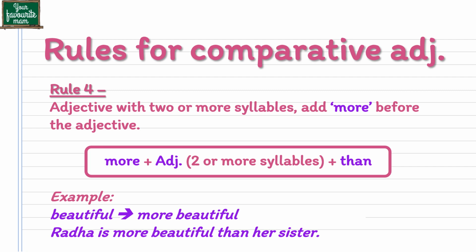Adjectives of two or more syllables form their comparative by adding more before the adjective and than after it, like beautiful. Beautiful will become more beautiful. So Radha is more beautiful than her sister. And delicious. Delicious will also become more delicious. For example, sushi is more delicious than plain rice.